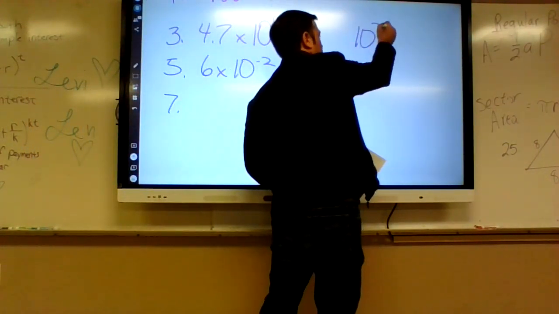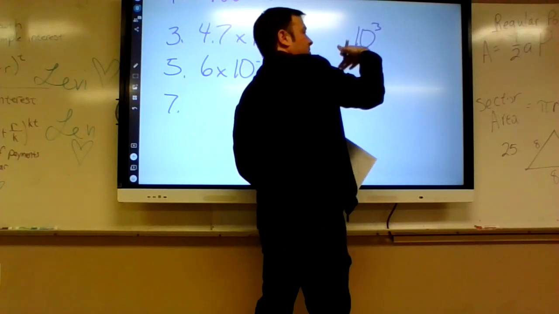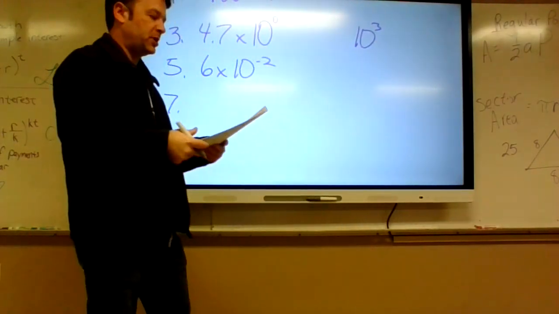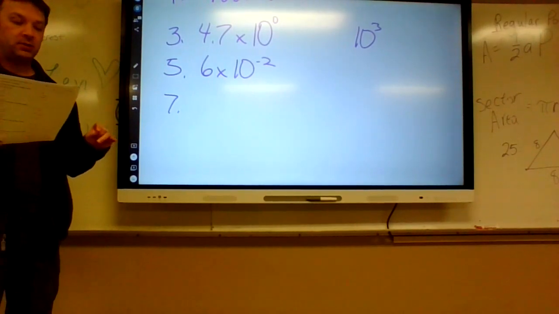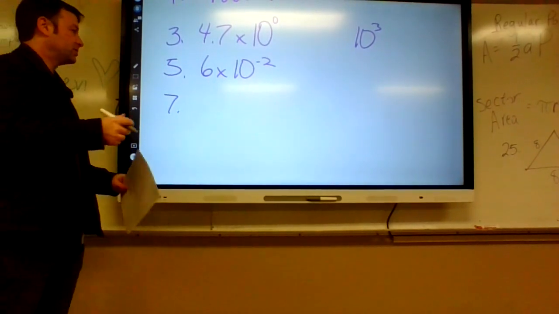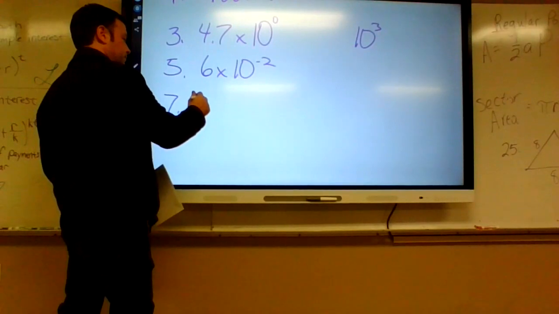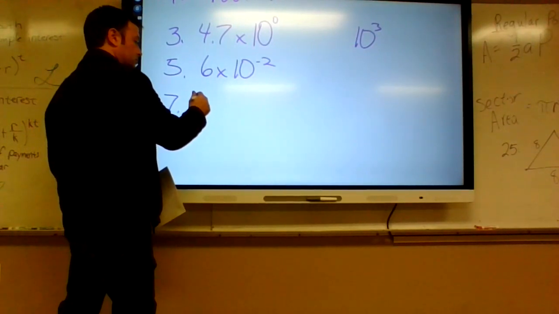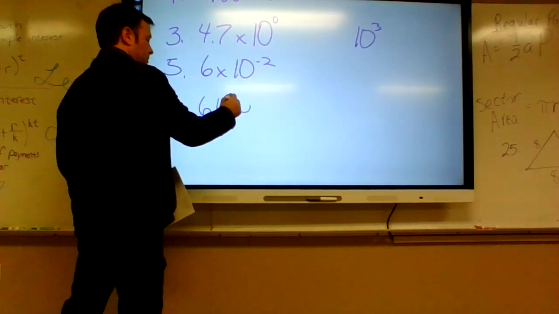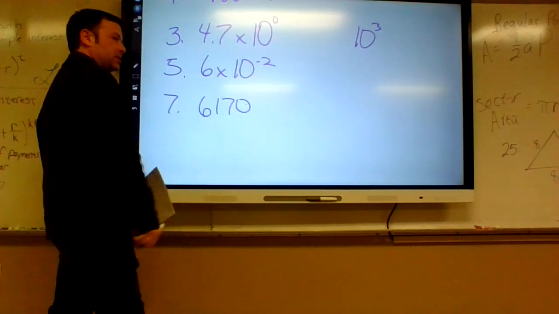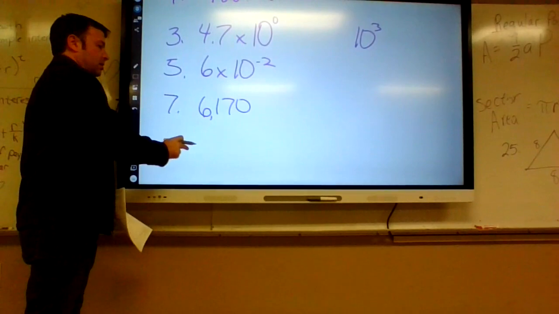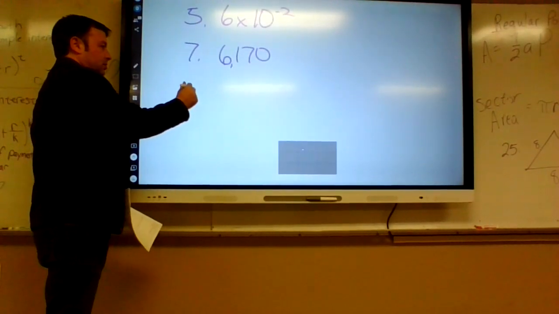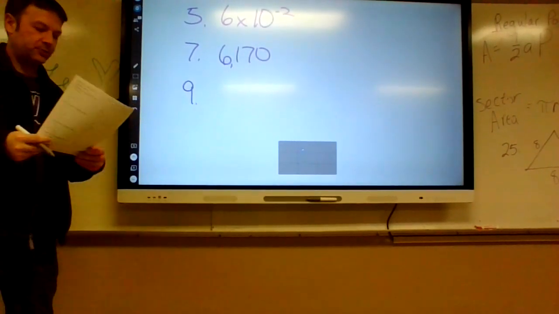Yeah, that's like multiplying by 10 3 times, right? So that makes the number bigger. So which way should the decimal move for the number to get bigger? To the right. So what does it become? 6,170. Just move the decimal 3 places to the right.